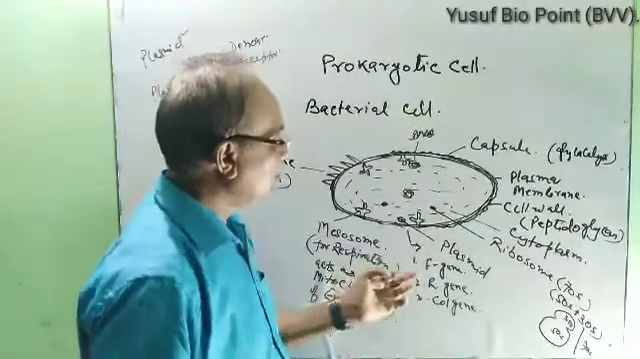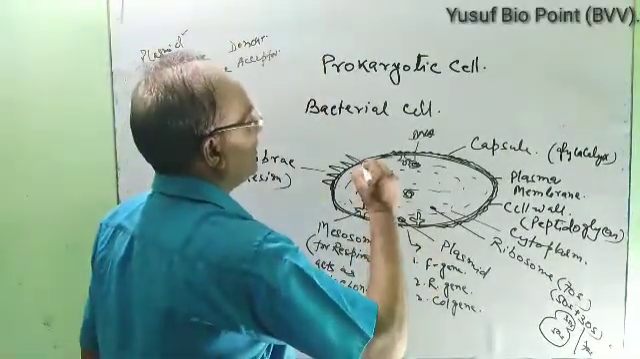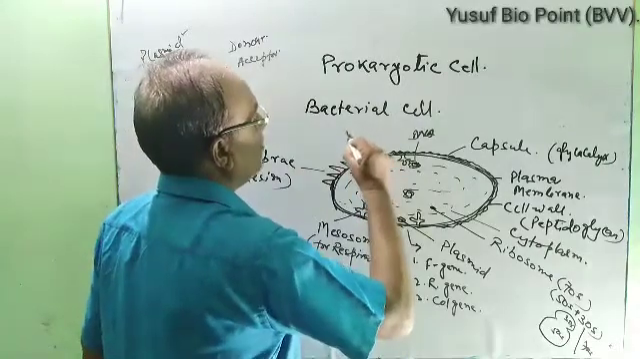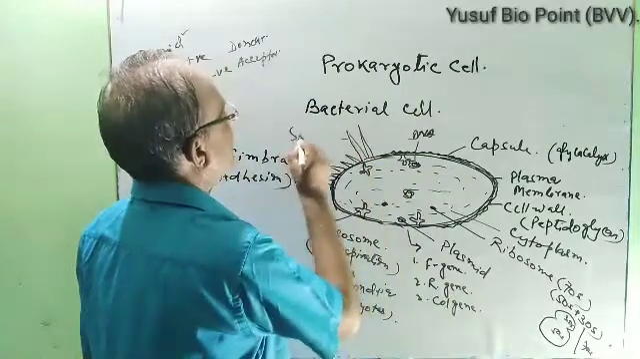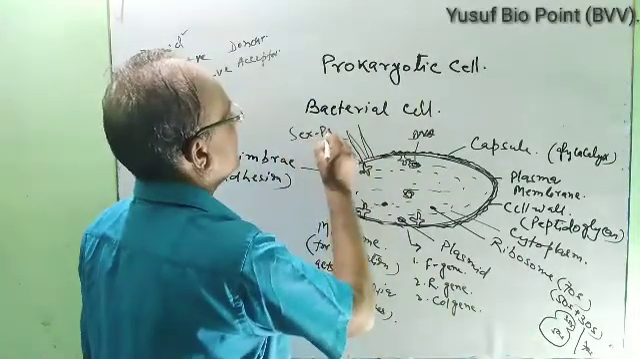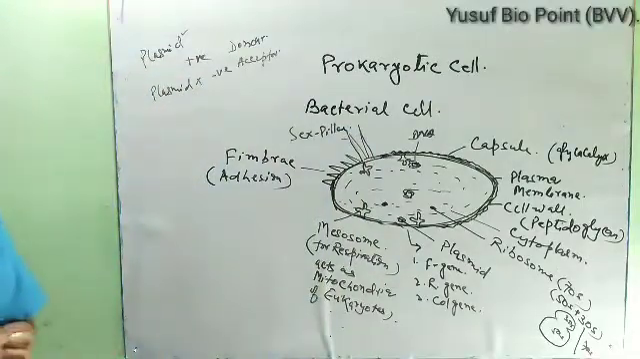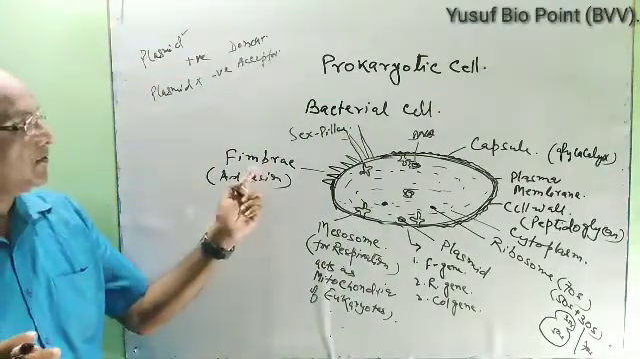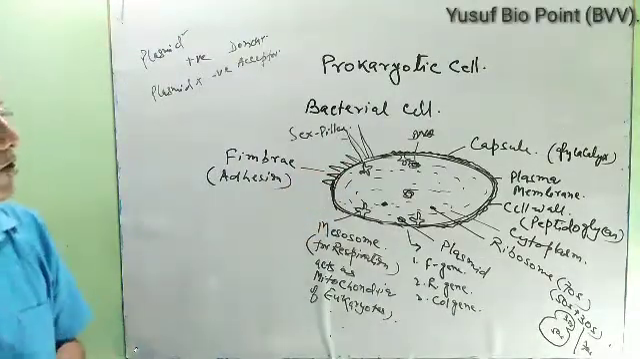If the plasmid is present, there will be a somewhat long projection also found, that is known as sex pili. That is known as sex pili. The only difference is fimbriae are somewhat short, and that will be long.